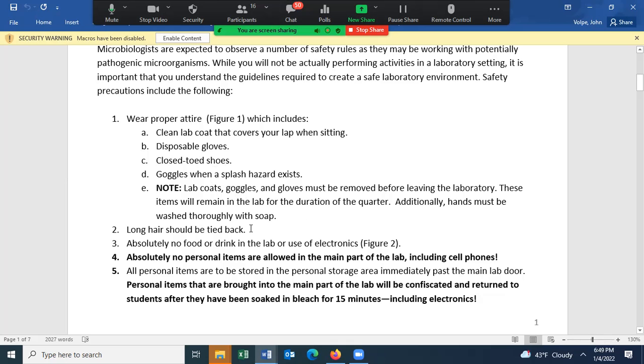Long hair should be tied back while you're in the microbiology lab so it doesn't catch on fire. There's to be no food or drinking in the lab, no use of electronics like your phone or personal computer. If you were to do that in a real lab, it would be confiscated from you and it would be sterilized, which would destroy it. So no personal items are to be brought into the main part of the lab. If you have personal items, they go in the cubby hole, and that's considered outside of the lab.